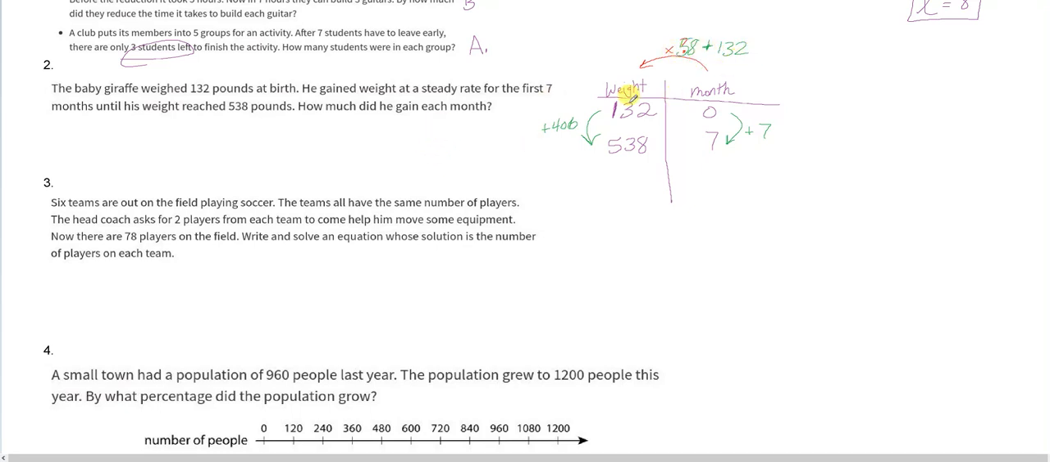How much did it gain each month? Well, I guess we could have stopped there. The 58 is really what it's gaining every month. The 132 is the original weight. So 58 pounds per month. Alright, let's look at the next one.